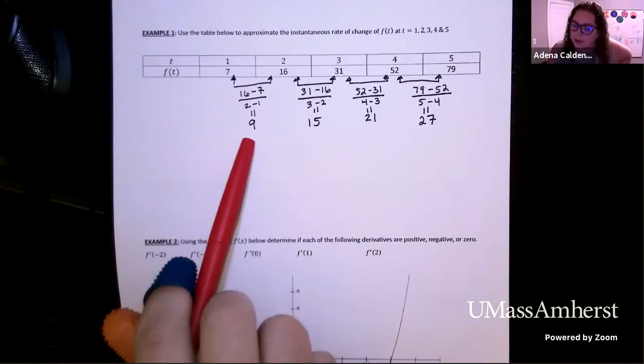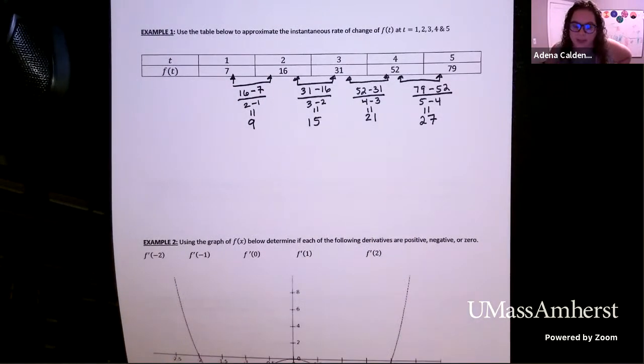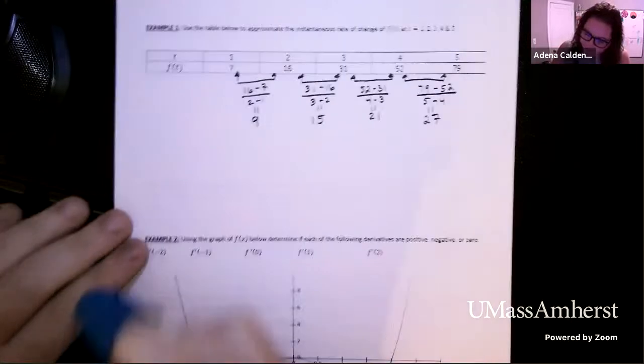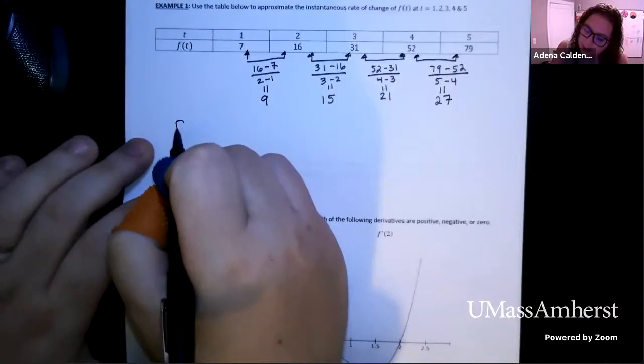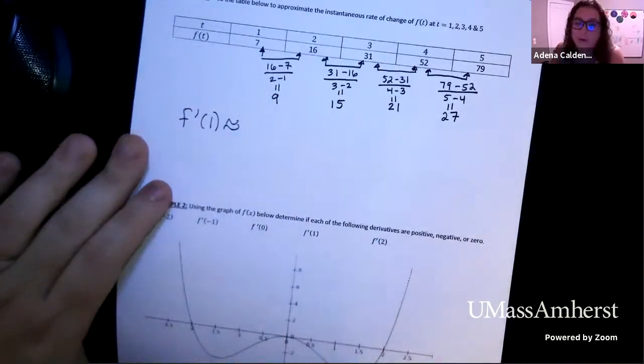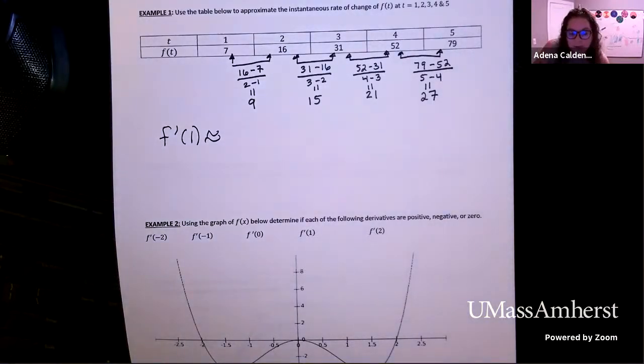And so I got 9, 15, 21, and 27 when I did those calculations. So what I want to do is figure out how to translate those into instantaneous rates of change and approximations. So here, I'm going to start with f prime of 1.